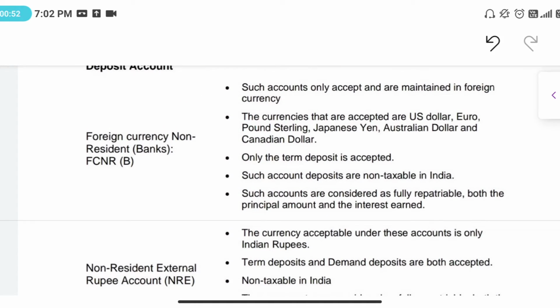So, foreign currency non-resident. In this type of bank account, the account accepts and maintains cash only in foreign currency. The foreign currencies that are accepted under these kinds of bank accounts are US dollar, euro, pound sterling, Japanese yen, Australian dollar and Canadian dollar. These accounts accept cash only in term deposits. Such accounts are considered fully repatriable, which means that the principal amount and the interest earned both can be repaid.